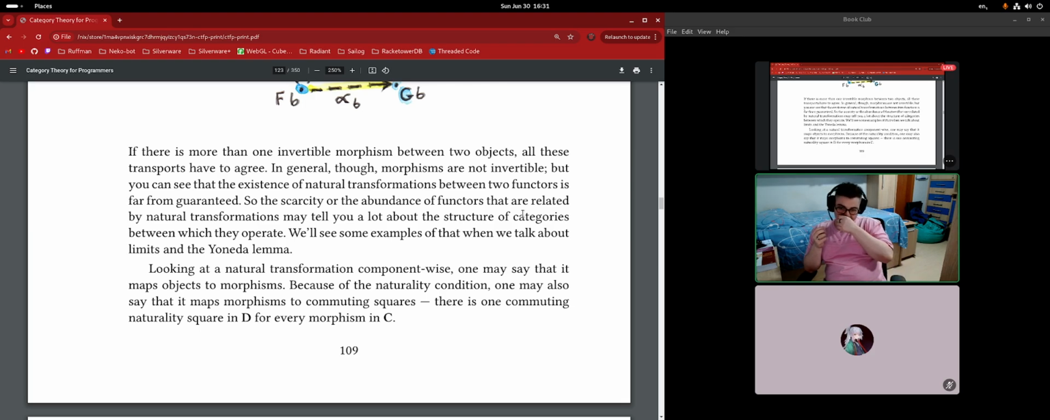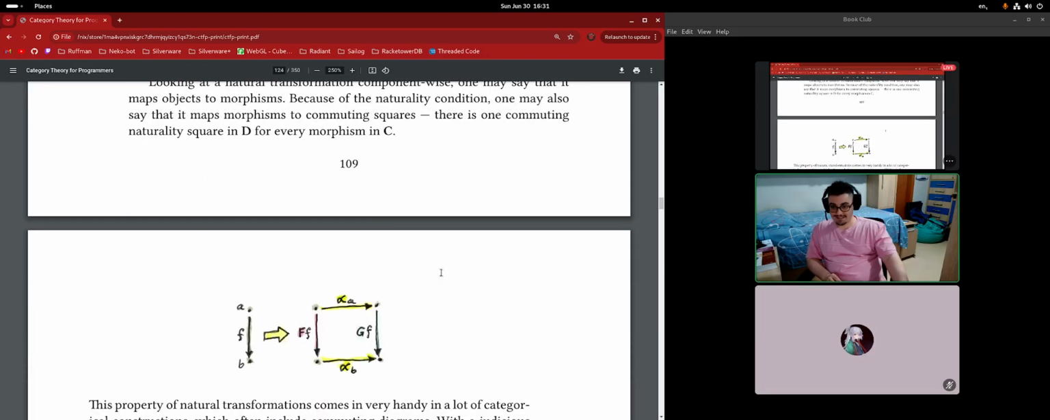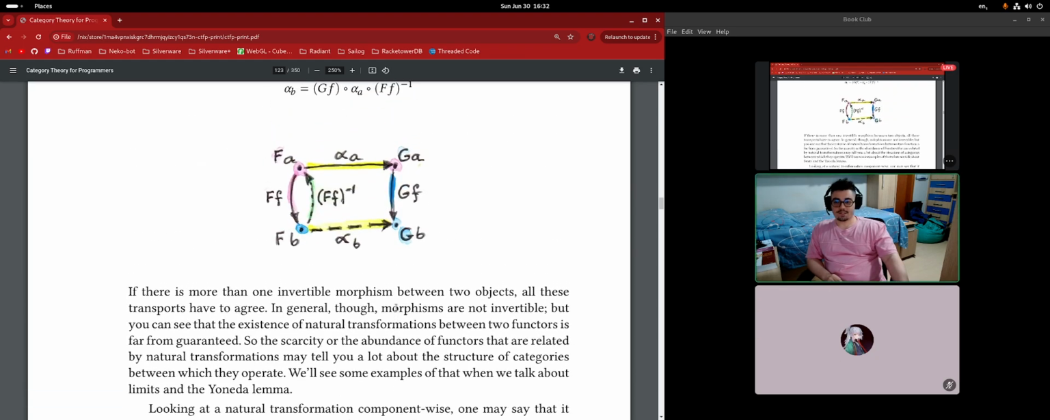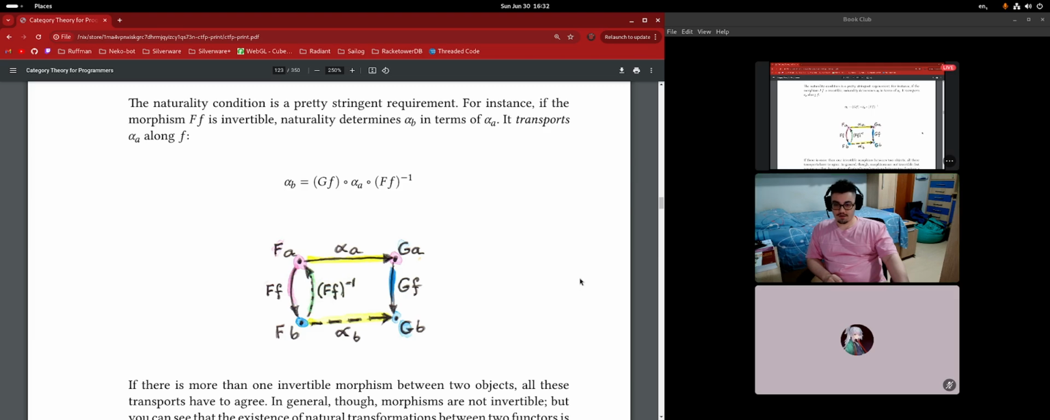So looking at a natural transformation component-wise, one may say that it maps objects to morphisms. Because of the naturality condition, one may also say that it maps morphisms to commuting squares. There is one commuting naturality square in D for every morphism in C. So let's try to go through this paragraph again. One may say that it maps objects to morphisms. Why? Let's go over that.